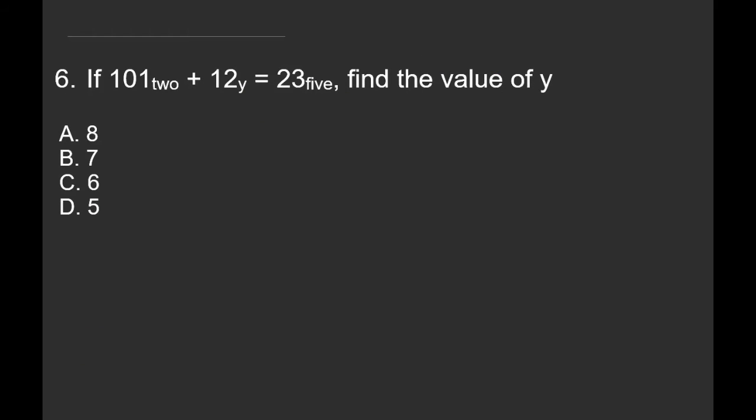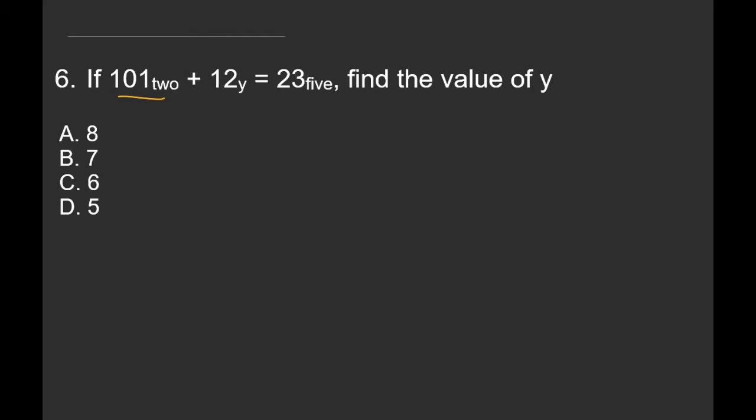Now, we have that 101 in base 2 plus 12 in base y is equal to 23 in base 5. How do we find the value of y? The best way to solve this question is to try to convert each of these numbers to a number in base 10. And how do we do that?